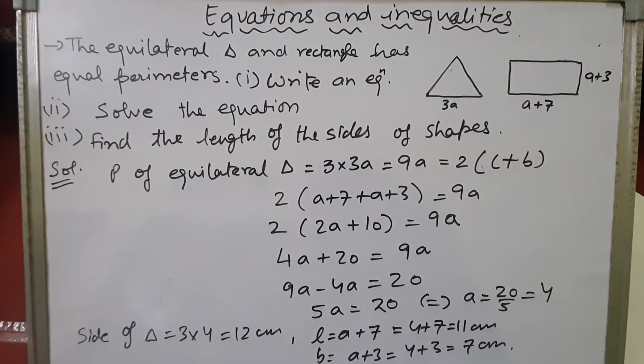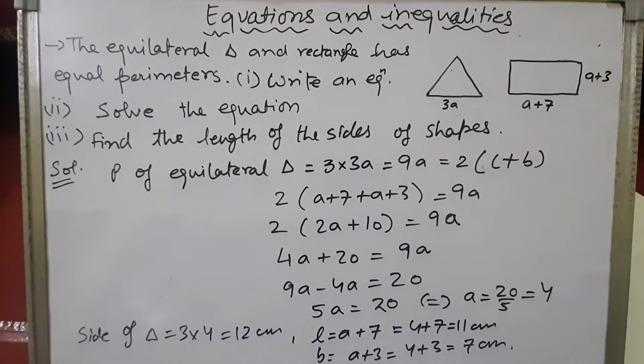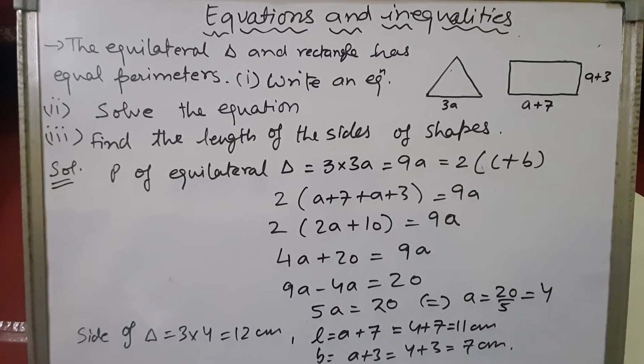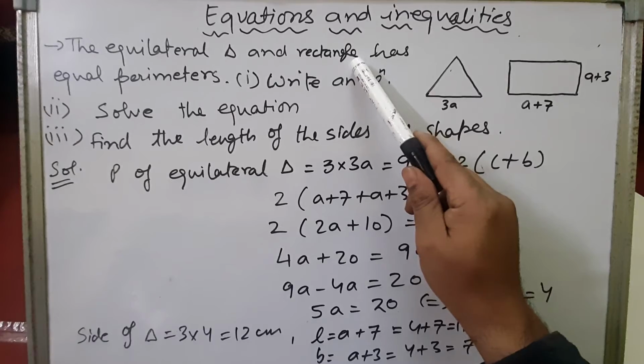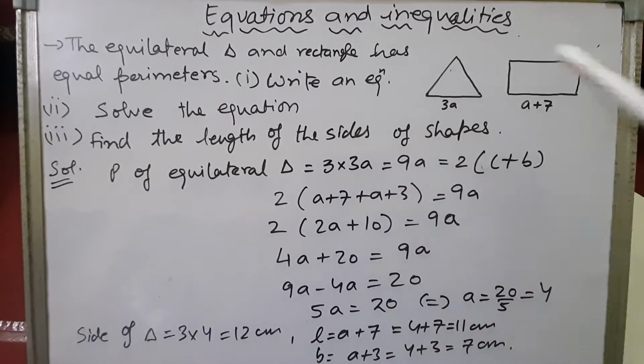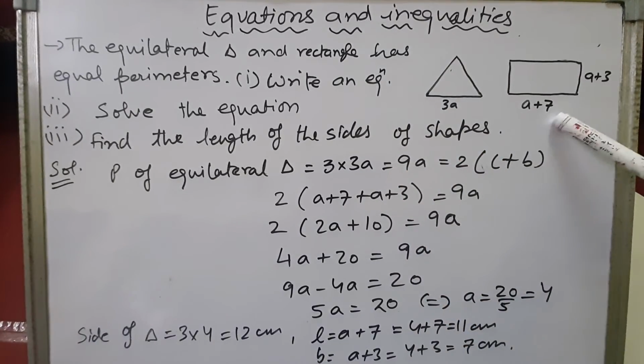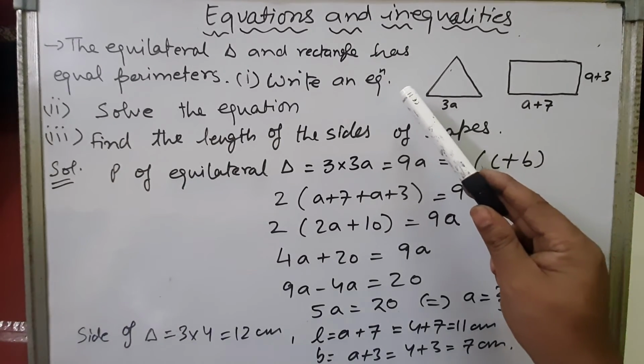Okay, children, let's see another sum. Now in this sum it is given an equilateral triangle and a rectangle. Here in the book it is given as a square, but to do the correction, this is a rectangle. This is not a square because the sides' magnitudes are different. If it's a square, both sides will be of the same measure. So this equilateral triangle and a rectangle have equal perimeter, right?